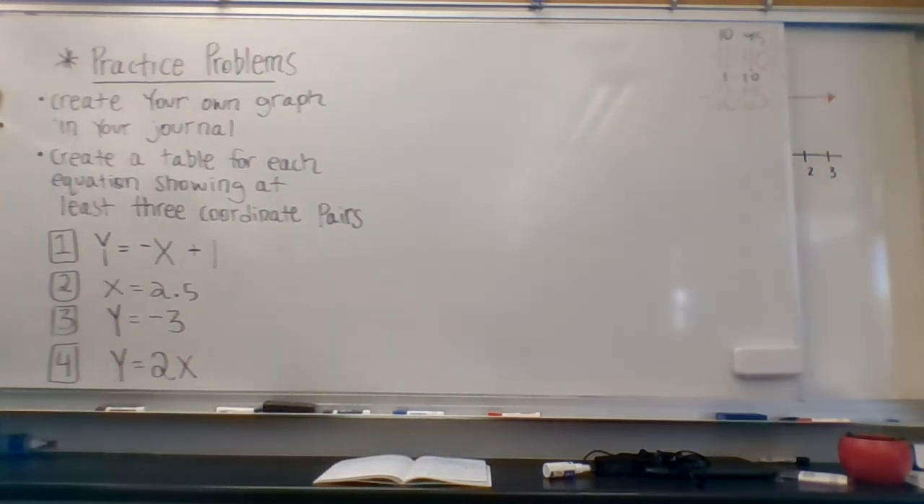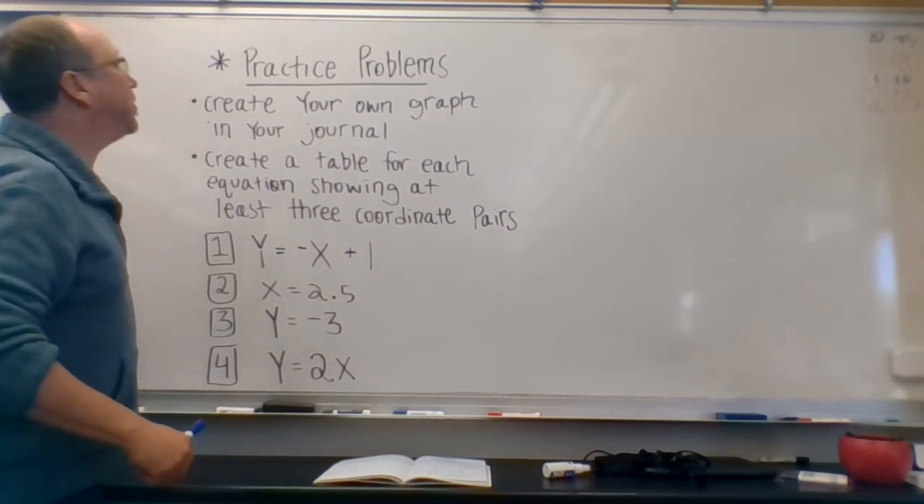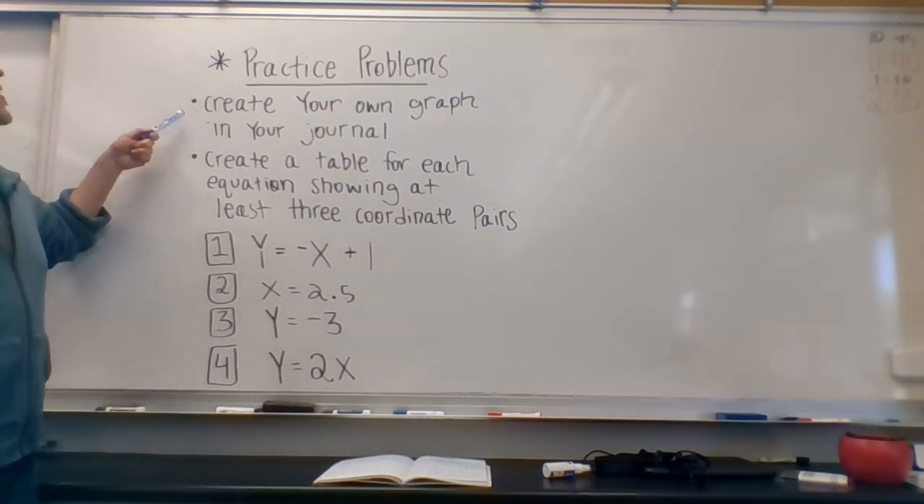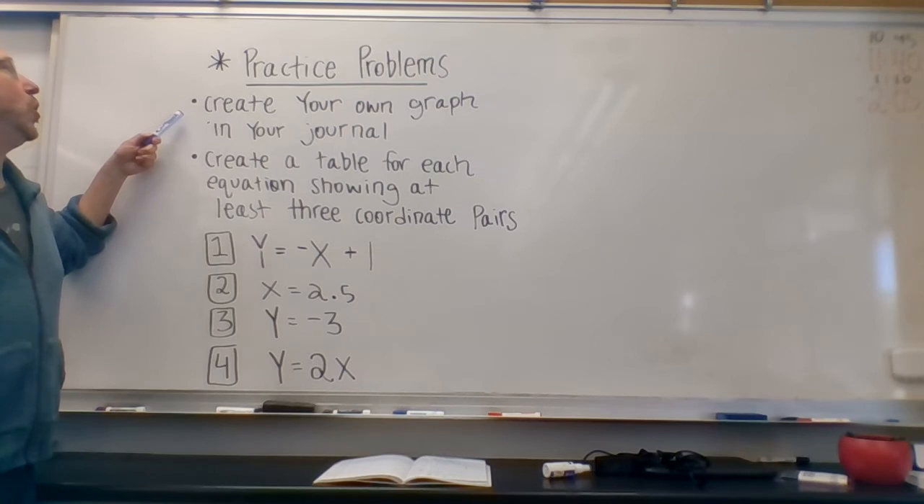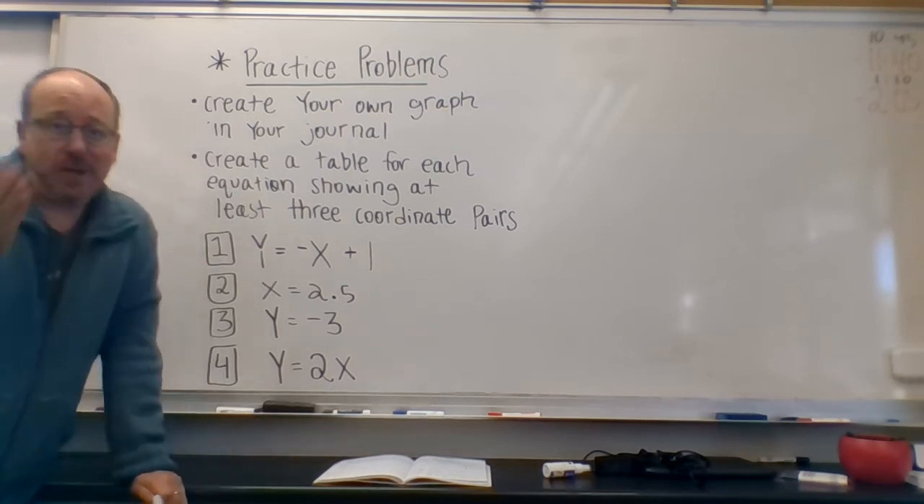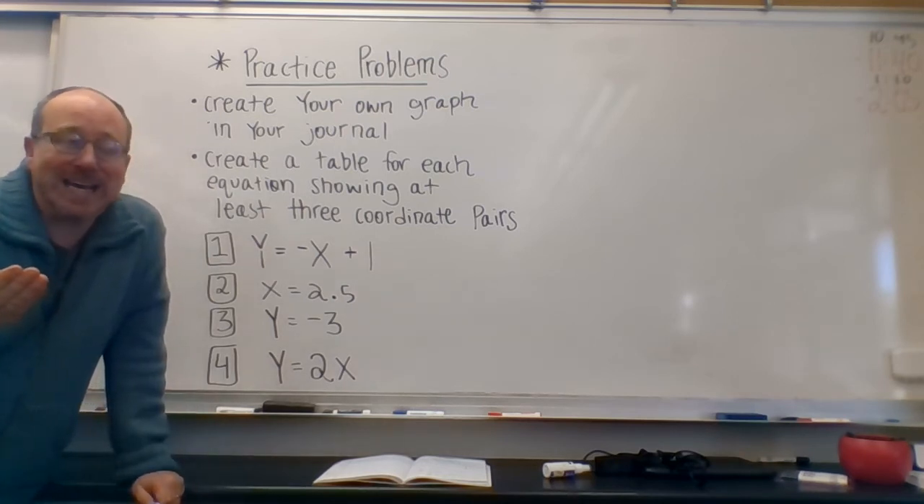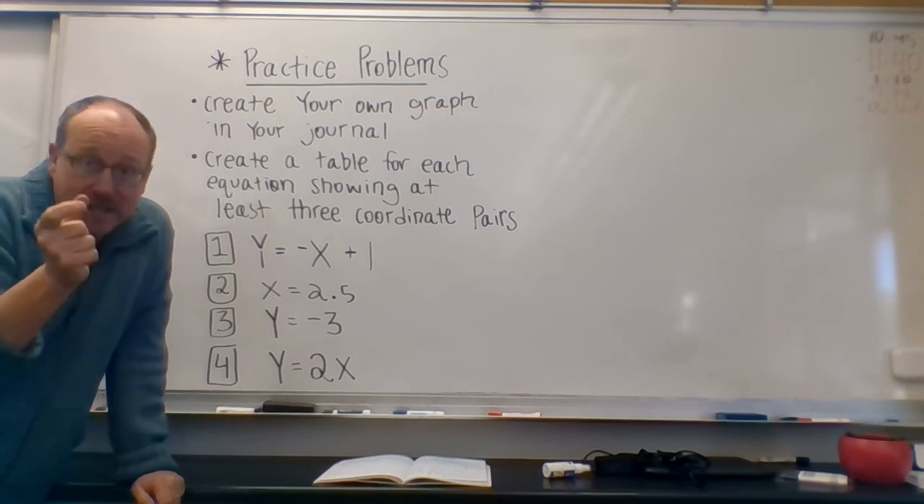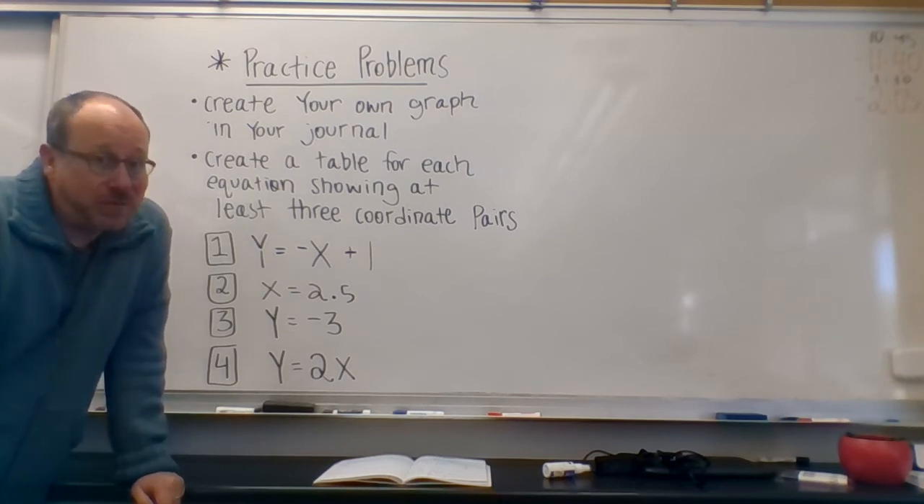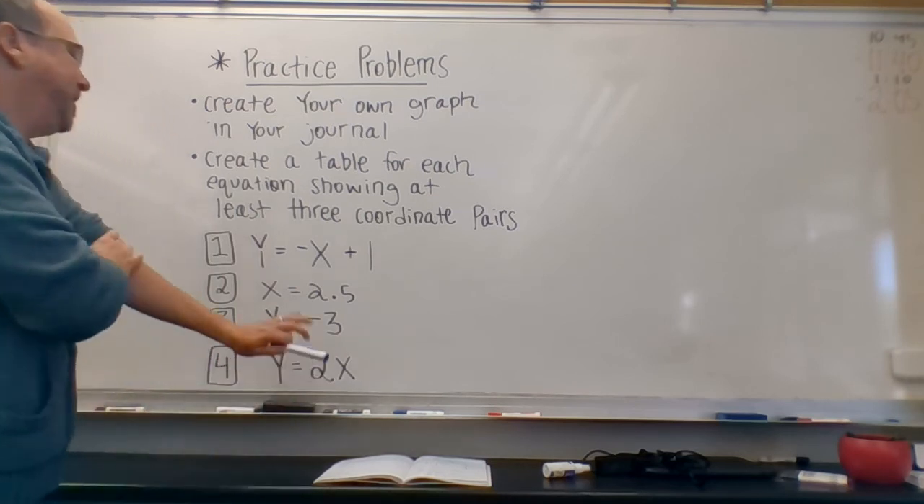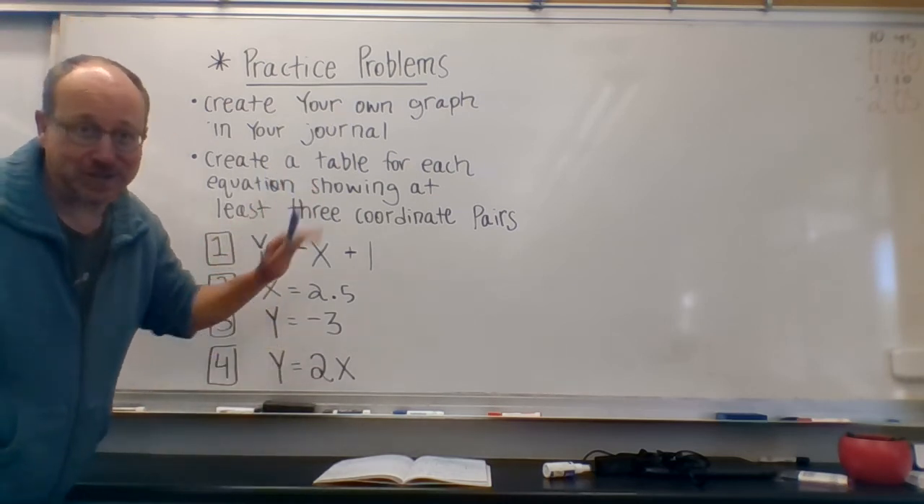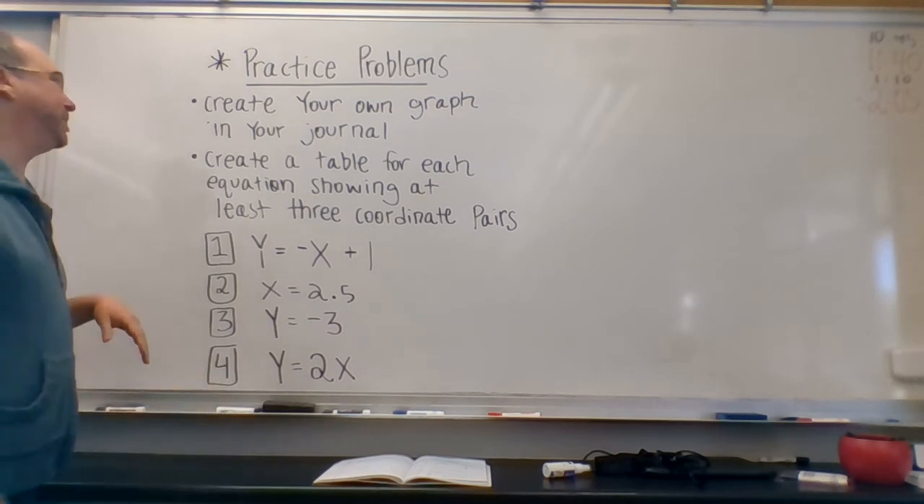Your turn. Here are your practice problems. So the first thing you're doing in your journal is create your own graph, right? Label your x-axis, label your y-axis, and then determine, are you going by 1, 2, 3, 4? Are you going by 2, 4, 6, 8? I've kept the numbers pretty small, so you don't need to make a crazy big graph with big numbers.